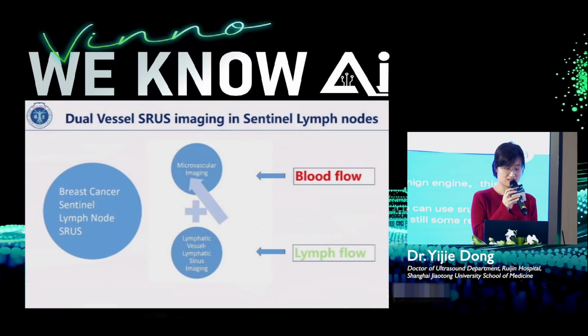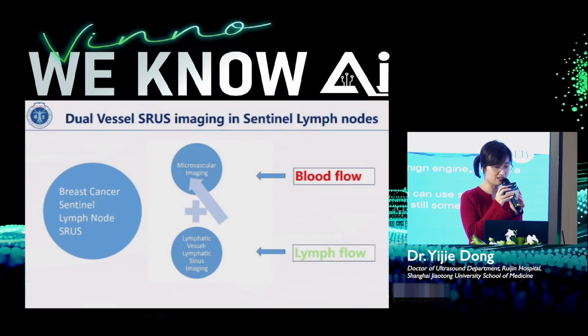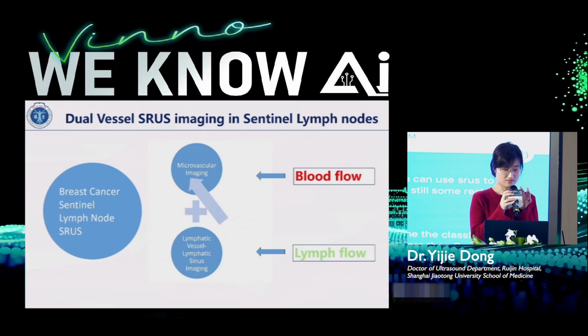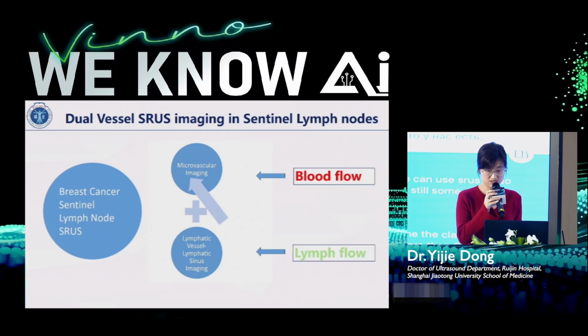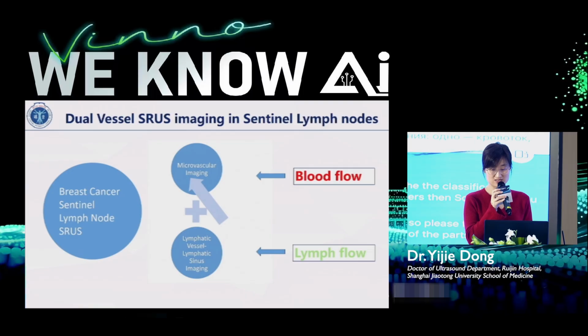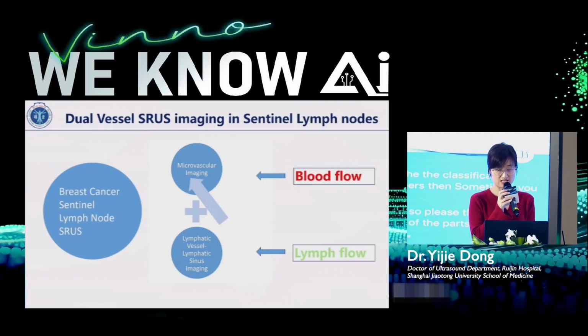The next is SRUS in lymphatics. Actually, we know that we have two ways, using different ways of injecting contrast agents. We can have microcirculation including two dimensions. One is the blood flow and the other is the lymph flow, which can help us understand the sentinel lymph node situation from different angles.